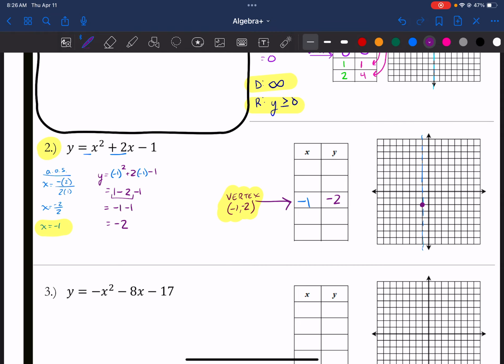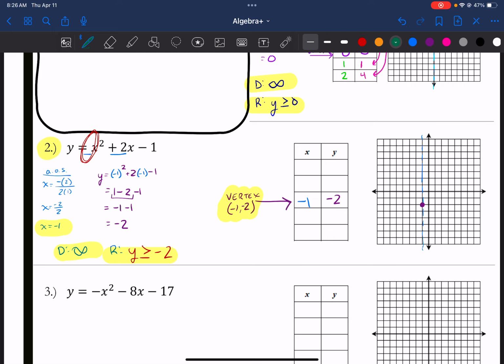Great. If you want to do your domain and range now, you can. You know that your domain is going to be infinite, and your range, well, it's opening up, right? So it's everything above the vertex. So it's going to be y is greater than or equal to, as we said, the y-coordinate of the vertex, negative 2. So this domain and range is a little bit easier because you have reference points.